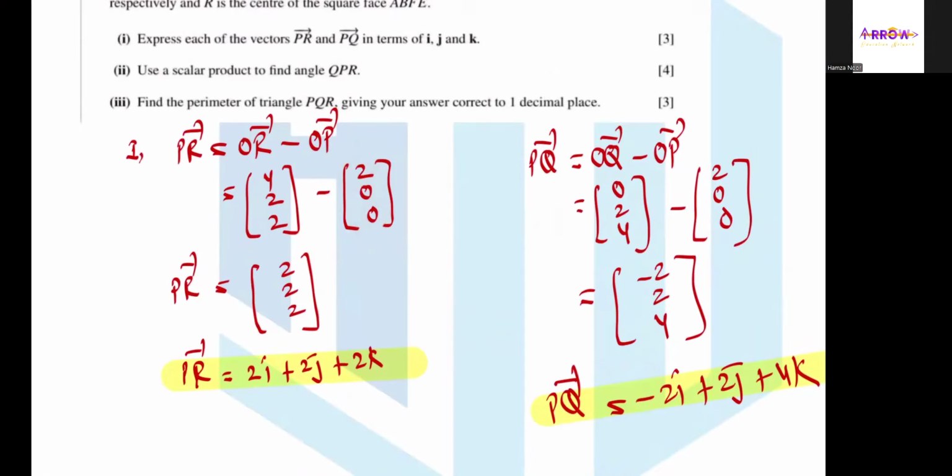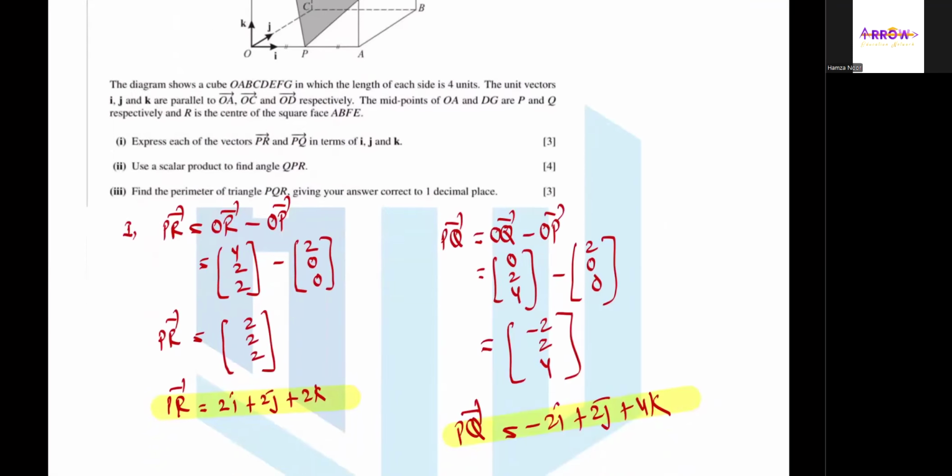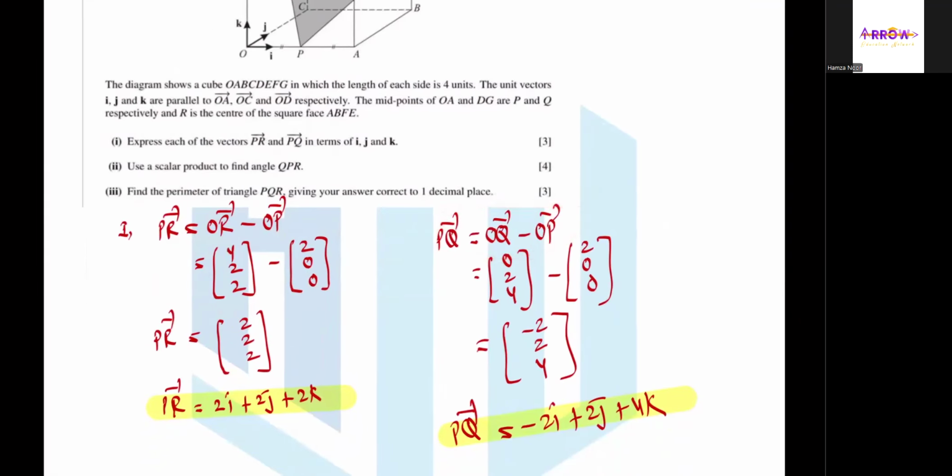All right, so we are going to use the vector subtraction law. PR is equal to OR minus OP. So PR is 2, 2, 2, which means 2i plus 2j plus 2k. So PR vector is 2i plus 2j plus 2k. And now in the same way, we are going to find the PQ vector. By the vector subtraction law, PQ is equal to OQ minus OP.